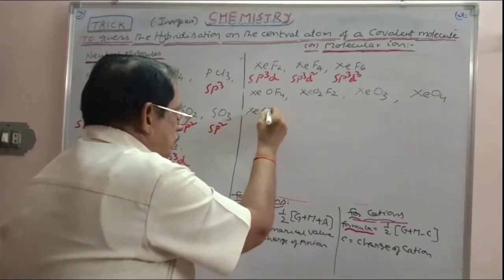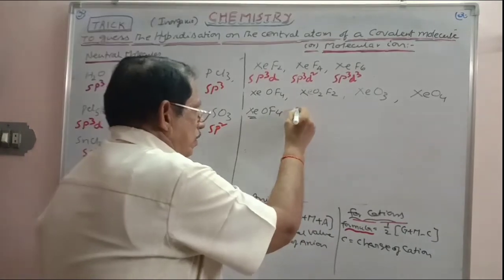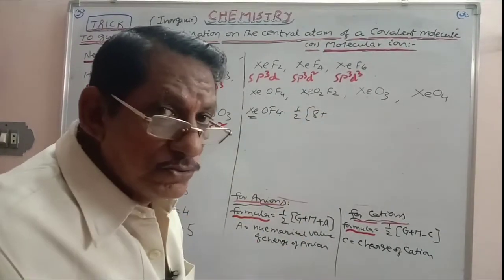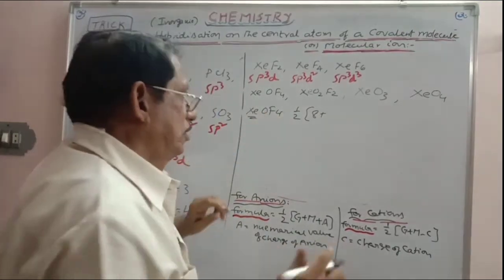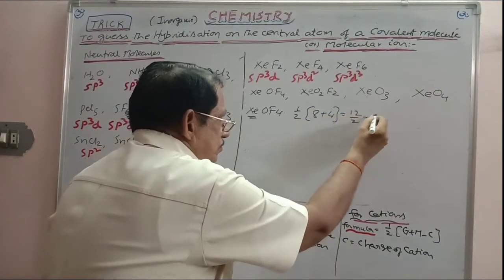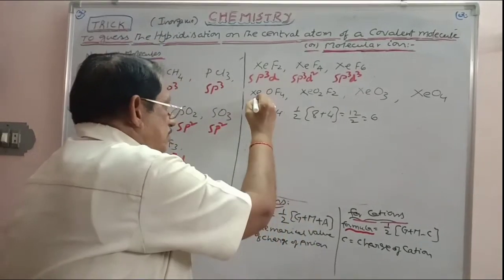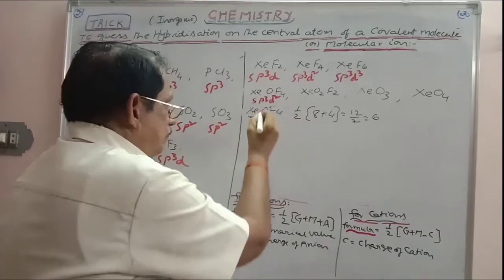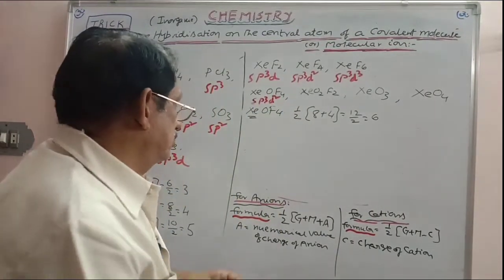XeOF4, Xe, half into G means 8. Oxygen you need not count because it is divalent. Number of monovalent atoms is equal to only 4. So there are 4 fluorine atoms. 12 by 2 is equal to 6. So what is the hybridization in the case of XeOF4? sp3d2. sp3d2 is the hybridization in the case of XeOF4.